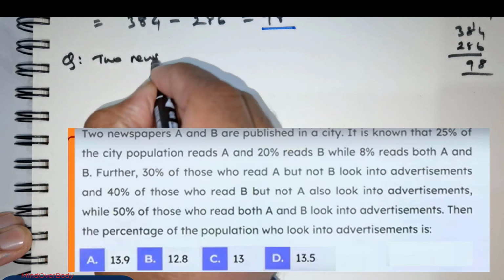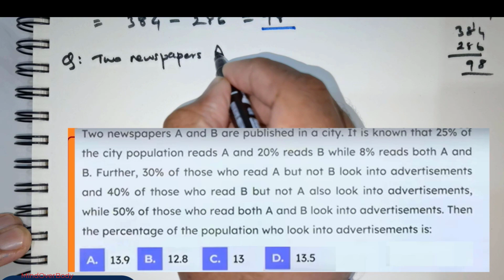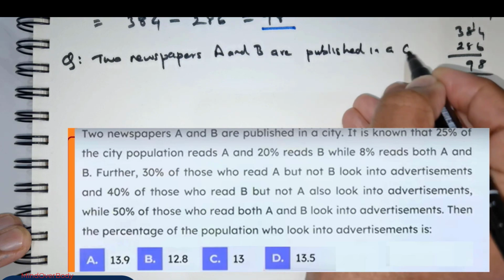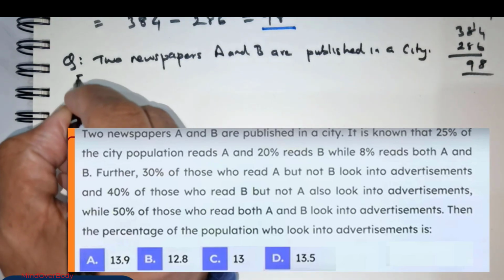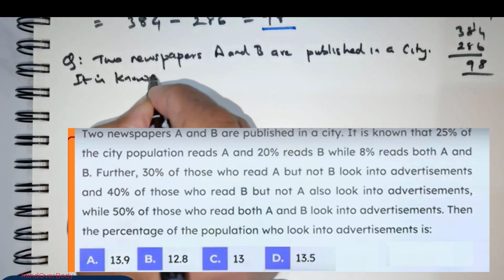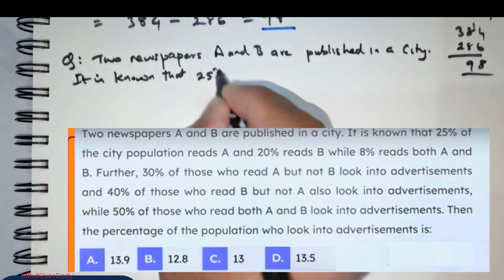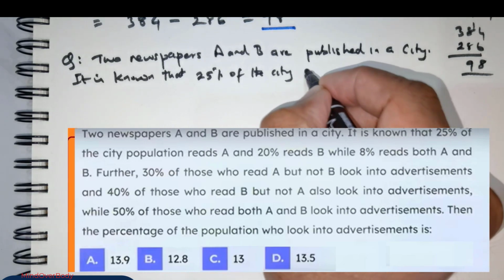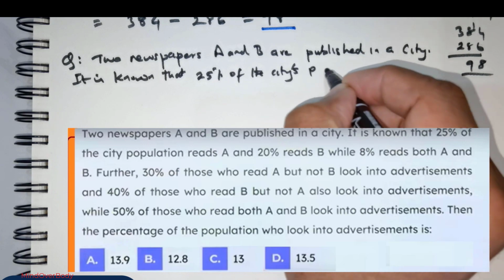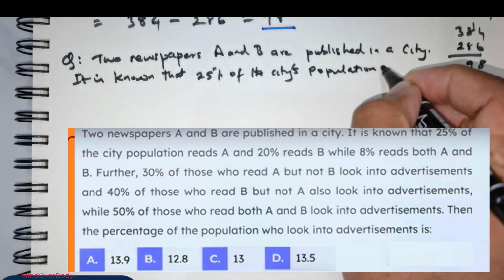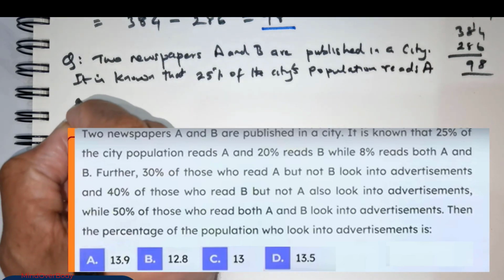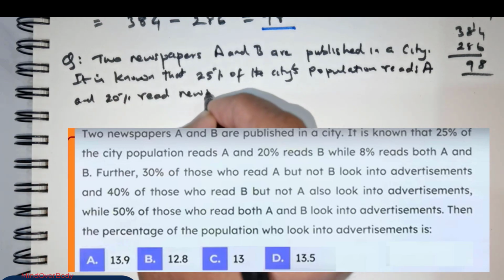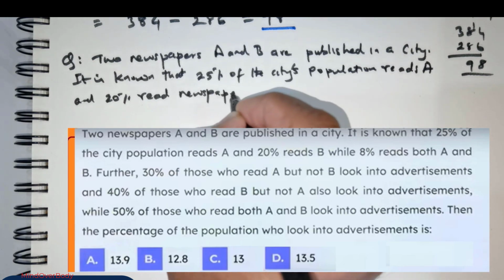Two newspapers, A and B, are published in a city. It is known that 25% of the city's population reads newspaper A and 20% read newspaper B.